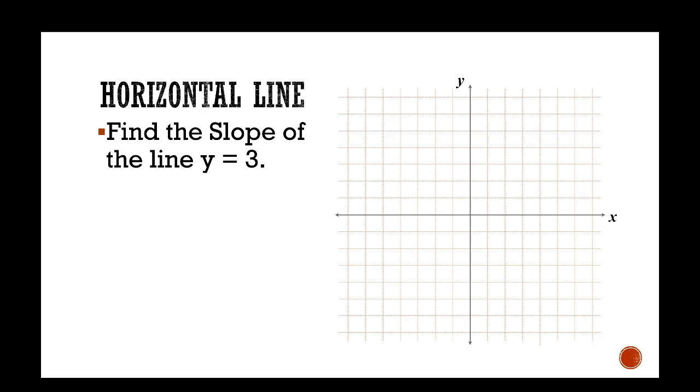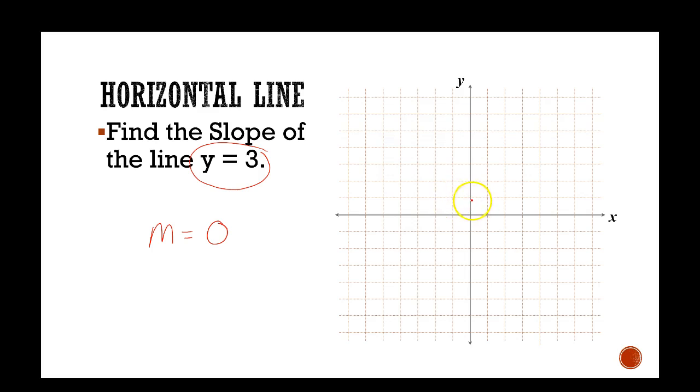So if I had to find the slope of the line y equals 3, let's say you looked at it and said, well, I know that y equals any number is always a horizontal line. You could just say m equals 0. You wouldn't even have to do anything on the graph. If you didn't know that, you would have to graph y equals 3 to figure that out.